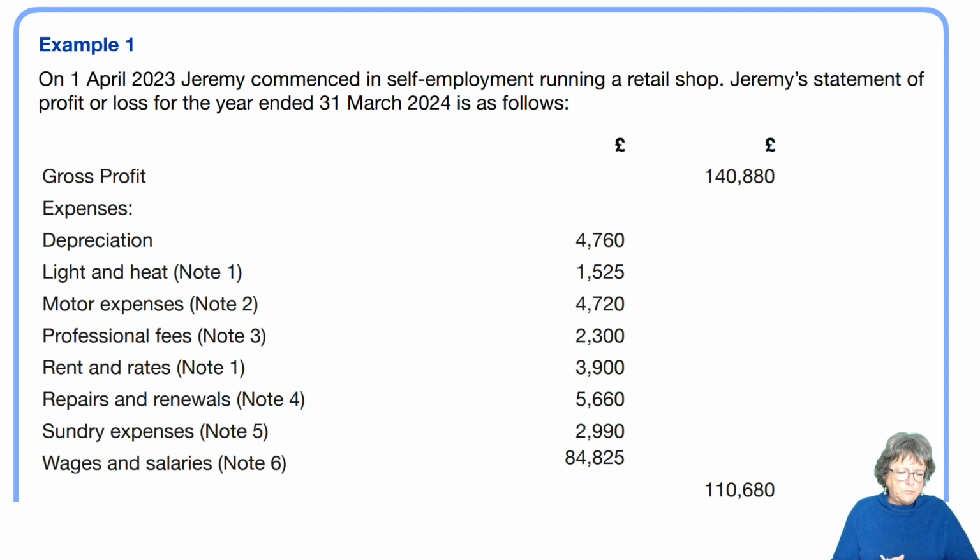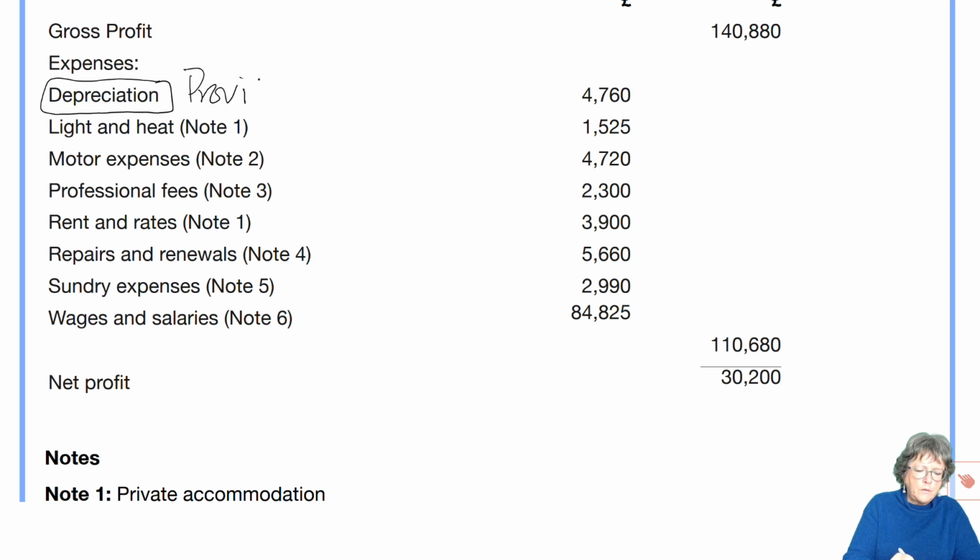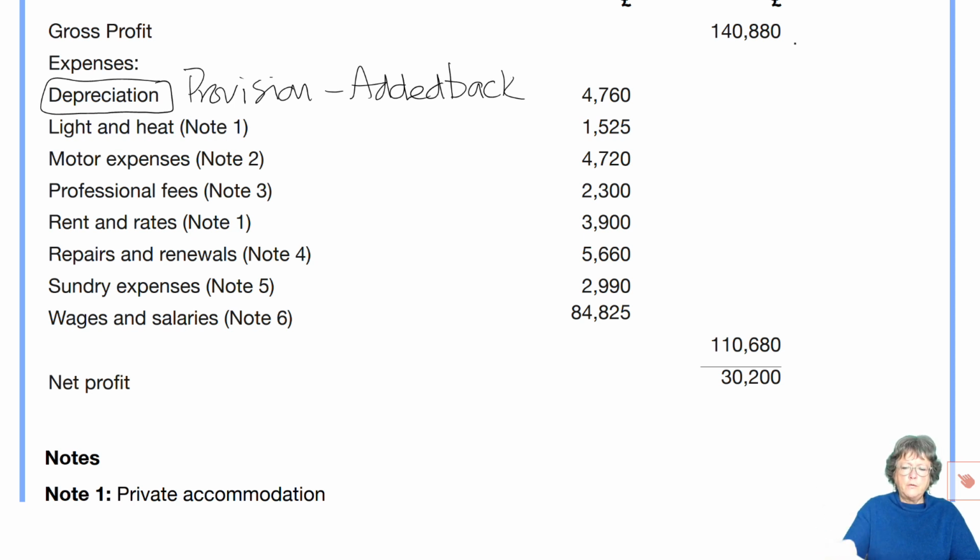So 1st of April 2023, Jeremy commenced self-employment running a retail shop. His statement of profit and loss for the year ended 31st of March 2024 is as follows. So we have gross profit there, and we have some expenses. So depreciation is a provision and will need to be added back. Just to bear in mind, this is a set of accounts here with your gross profit, the bottom half of a set of accounts. Gross profit less expenses gives you the net profit.